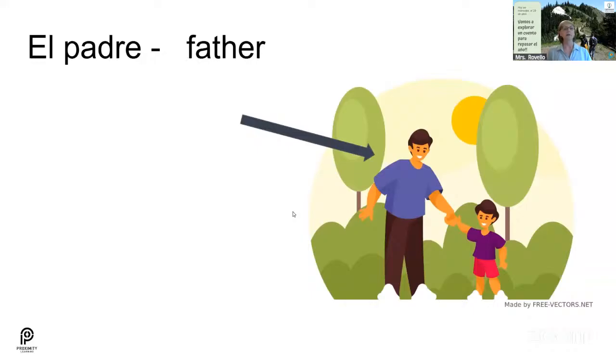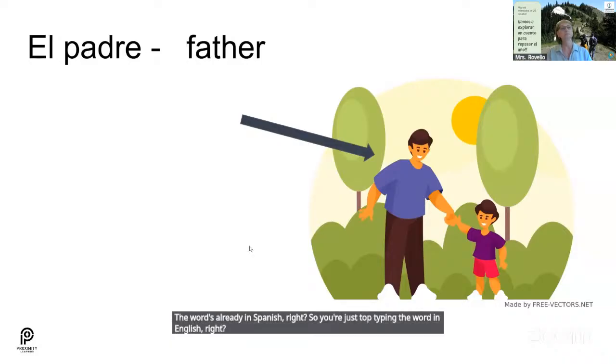Okay. El padre, we've seen this one before, is our word for father or dad. Papi. Papi is usually the word for dad. But yes, in English. The word's already in Spanish, right? So you're just typing the word in English, right?